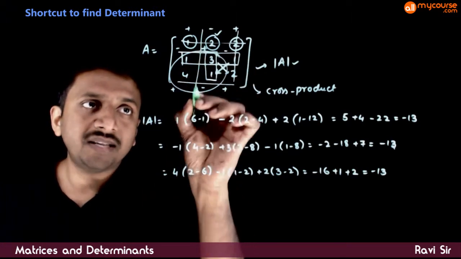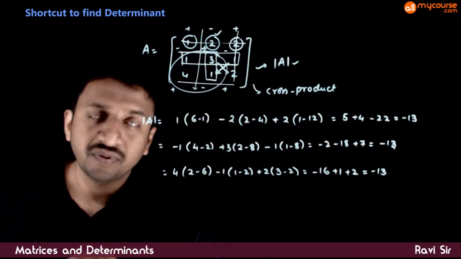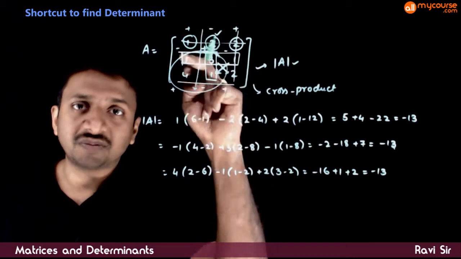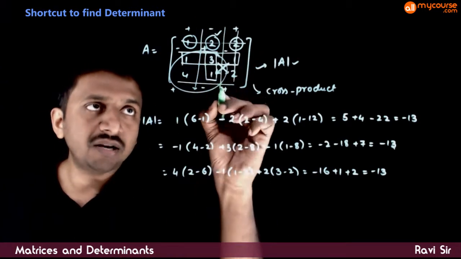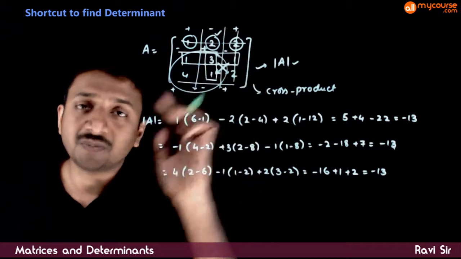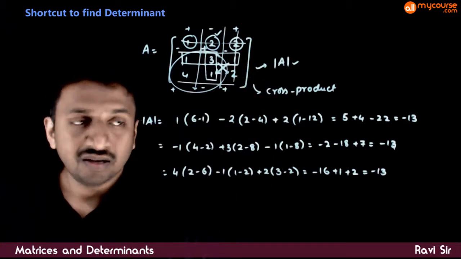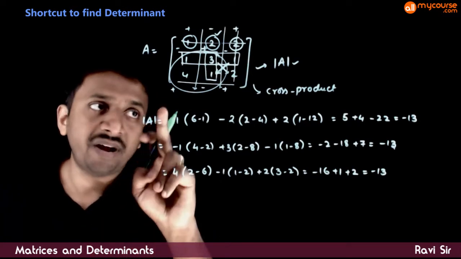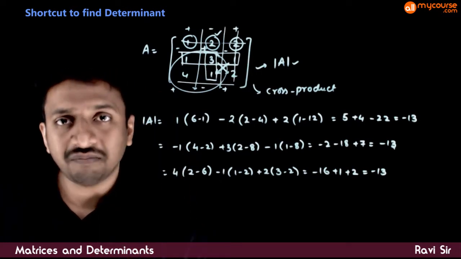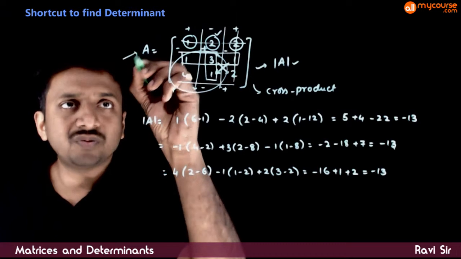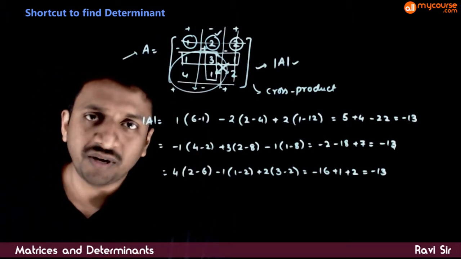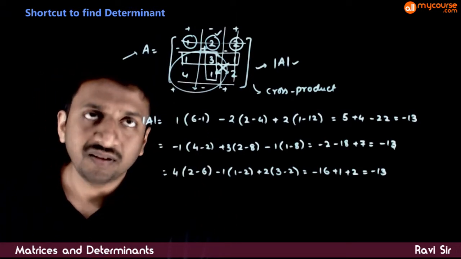Now you can expand the determinant with respect to columns also. If you use the first column, use plus minus plus. If you use the second column, use minus plus minus. Third column, plus minus plus. So this is a shortcut to find the determinant of the matrix. This is what we usually do to find the determinant of a general matrix.